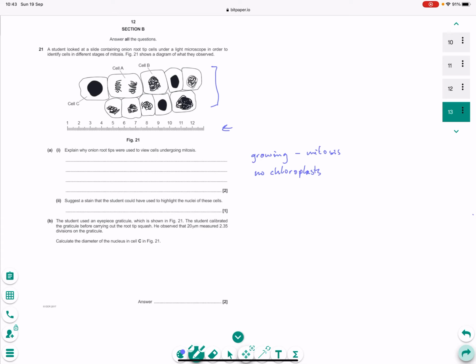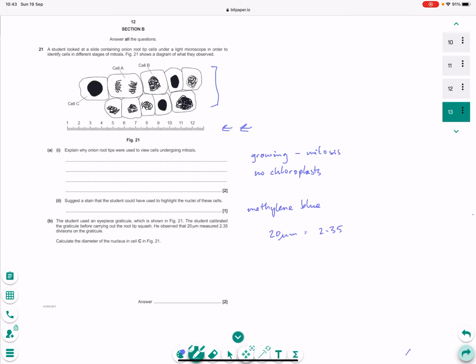Stain, you'd use to stain the nuclei. This one, methylene blue. There are a couple of others, I think. The student used an eyepiece graticule, which is shown in the figure above there. There's that scale there. And he calibrated it before carrying out a root tip squash. He observed that 20 micrometers equals 23.5 divisions.